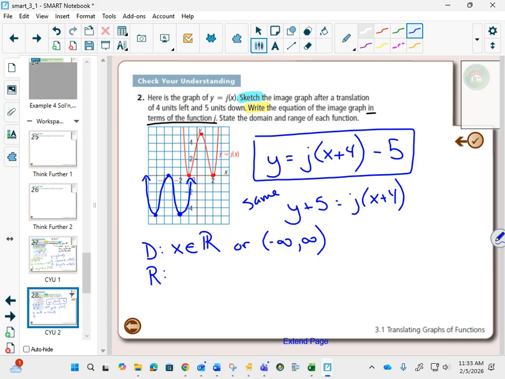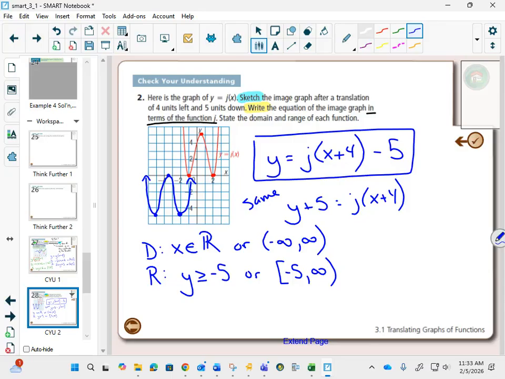For my y values, is there a smallest y value? Yes. My smallest y value is at -5. Is there a biggest y value? No, it goes up forever. So I could write that the y values are bigger than or equal to minus 5. Or, in interval notation, starting at minus 5 with a square bracket because it's included, and going up forever to infinity.